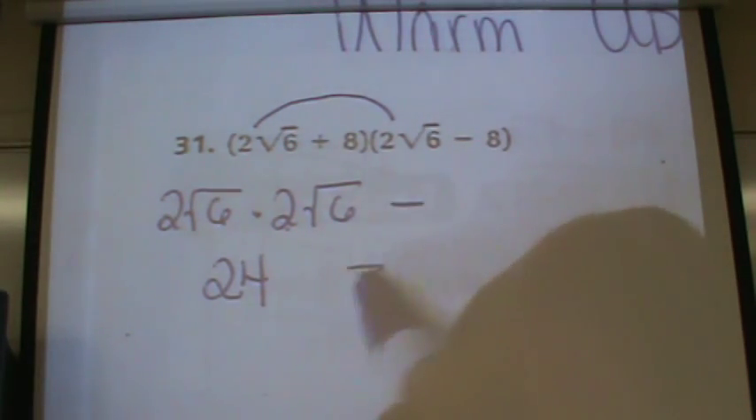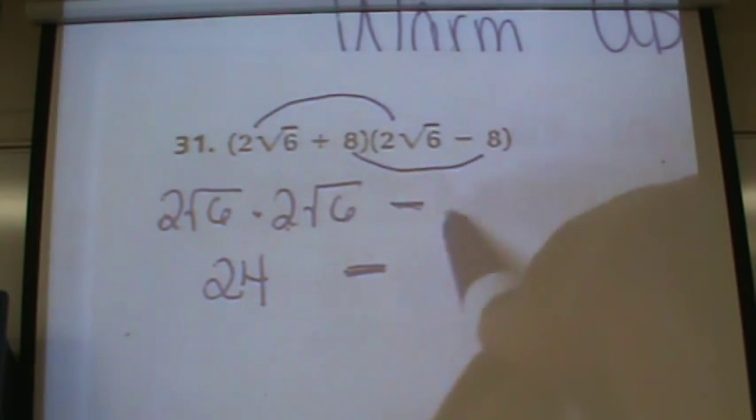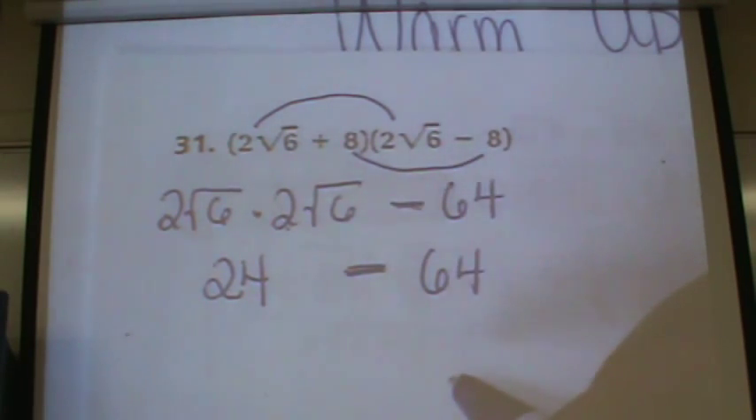Then we're going to do a minus sign. And what are you going to multiply last? 64. 8 times 8 is 64. And what is 24 minus 64?